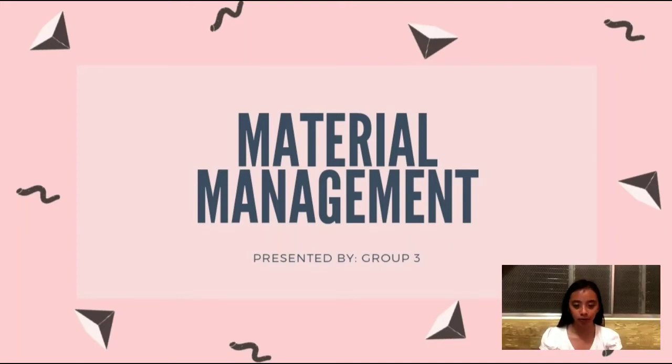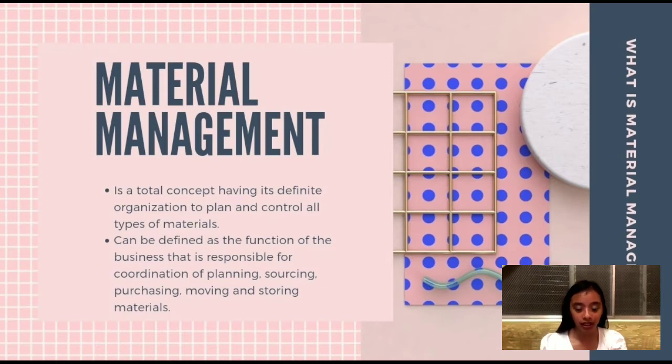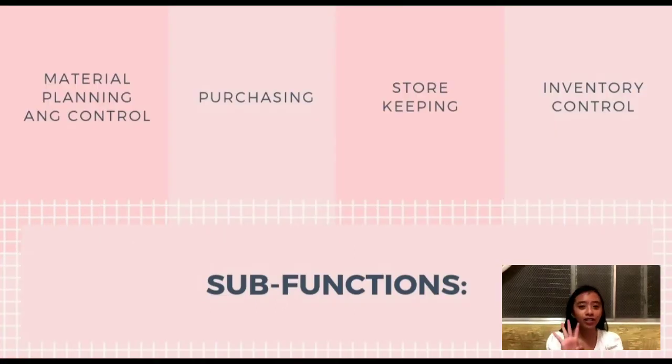We are the Group 3 reporters, and our topic is all about material management. What is material management? Material management is a total concept having its definite organization to plan and control all types of materials. It can also be defined as the function of the business that is responsible for coordination of planning, sourcing, purchasing, moving, and storing materials. There are 4 sub-functions in material management.